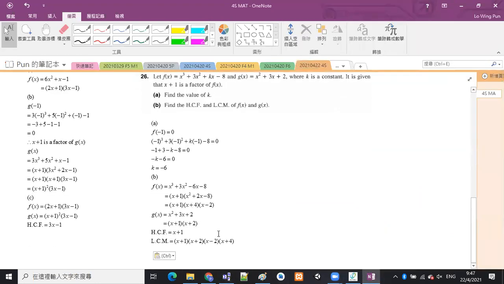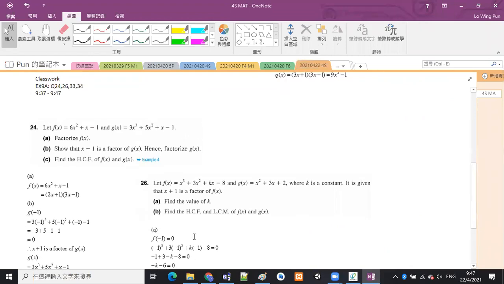Okay, let's check the answers. 24 and 26 are standard, I think. For 24, we have f(x) and g(x), no unknowns. f(x) is a quadratic polynomial and g(x) is a cubic polynomial, that is degree 3, okay?